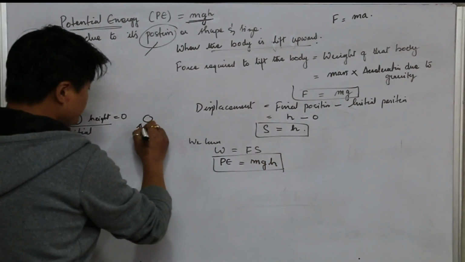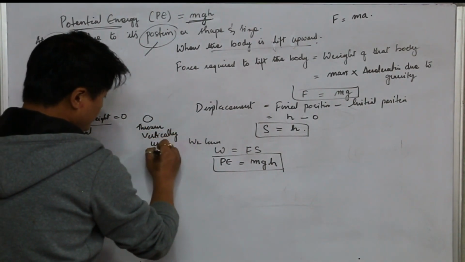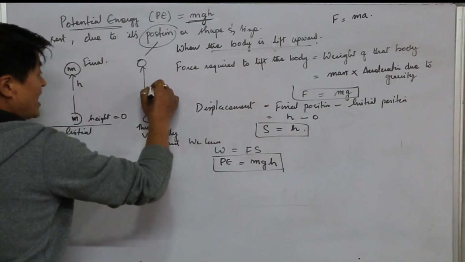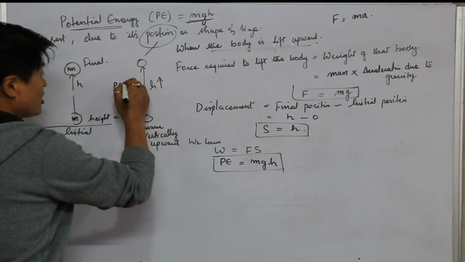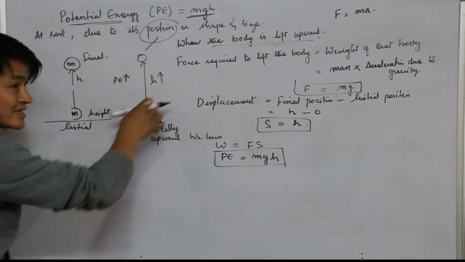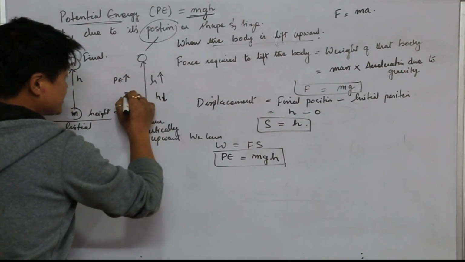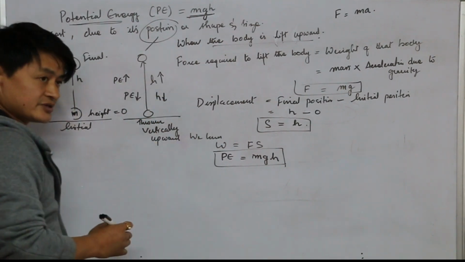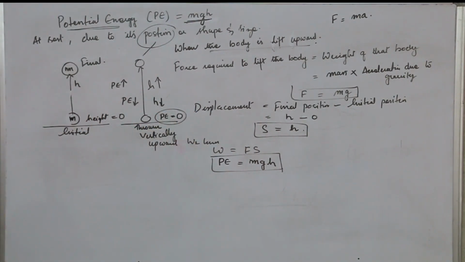If the body is thrown vertically upward, we'll see that the height of the body increases. When the height increases, your potential energy will also increase. Similarly, when the height of the body decreases, the potential energy will also decrease. And when the body reaches the earth's surface, potential energy will be zero.